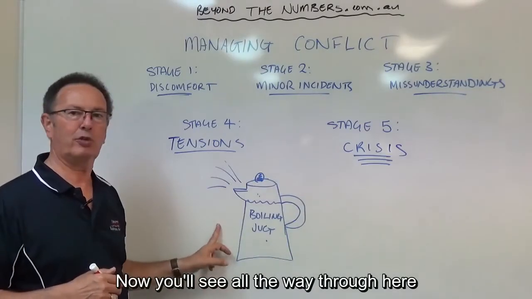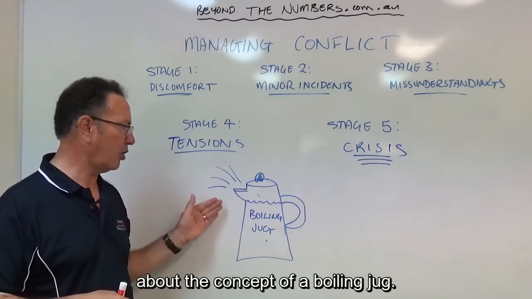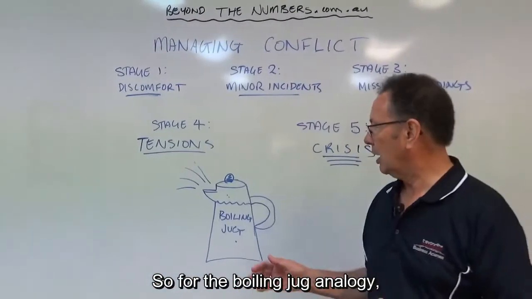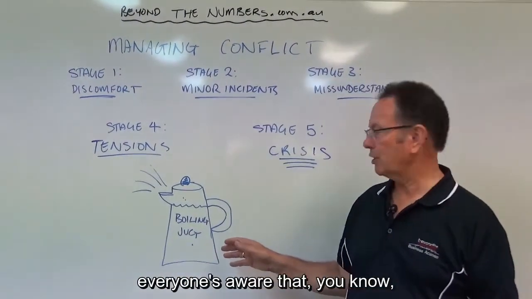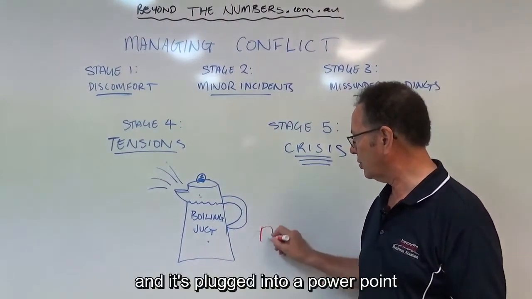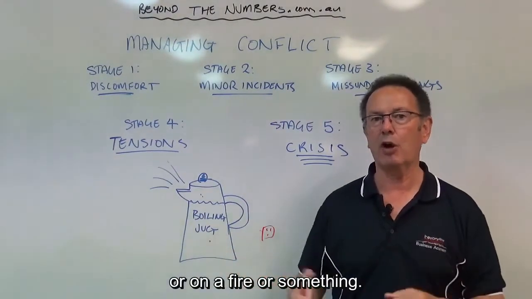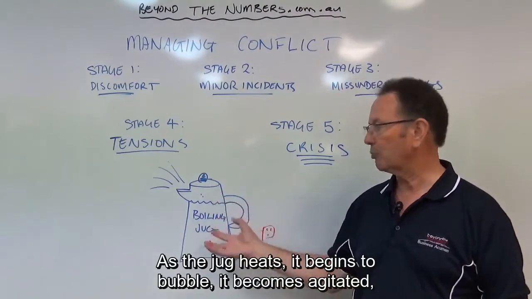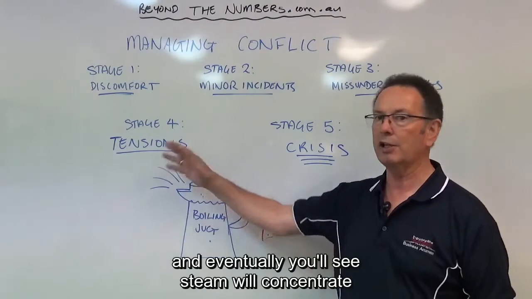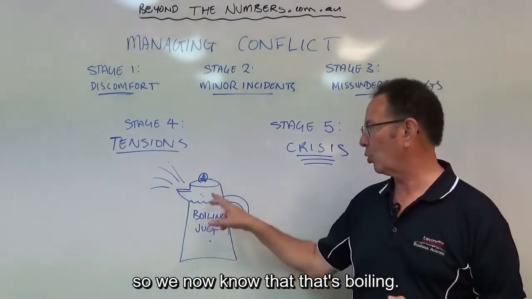Now you'll see all the way through here I've got a picture of a boiling jug. So let me just tell a quick story about the concept of a boiling jug. For the boiling jug analogy, everyone's aware that typically it's an electrical jug and it's plugged into a power point or on a fire or something. As the jug heats, it begins to bubble, it becomes agitated, and eventually you'll see steam coming out of it. So we now know that that's boiling.